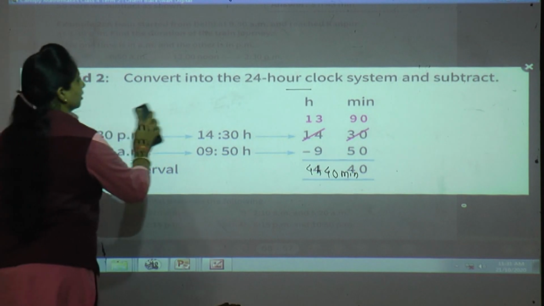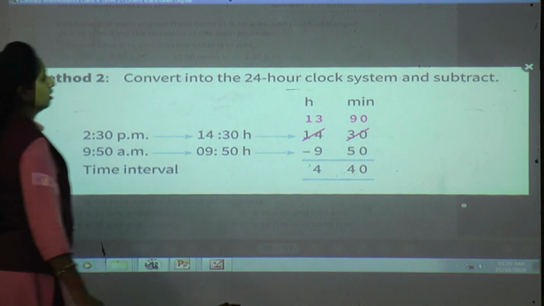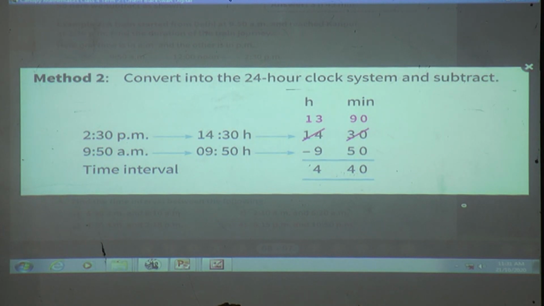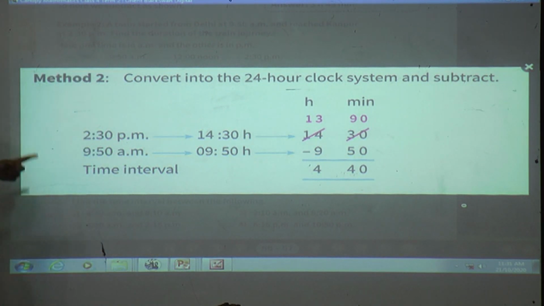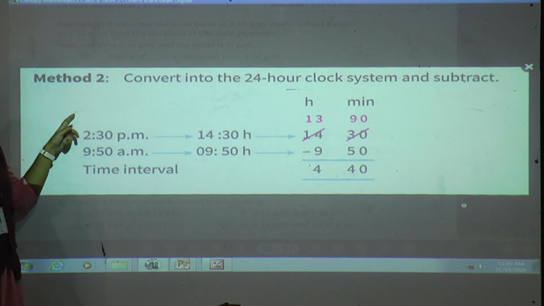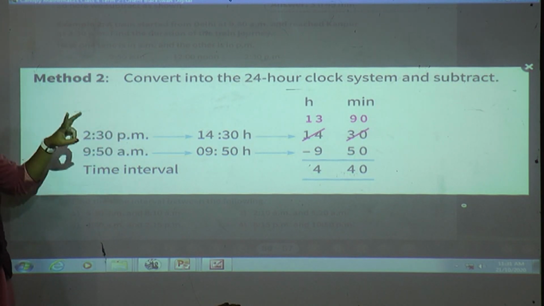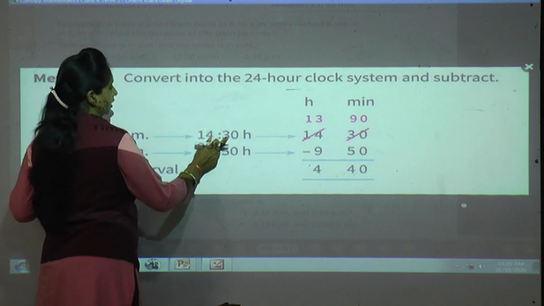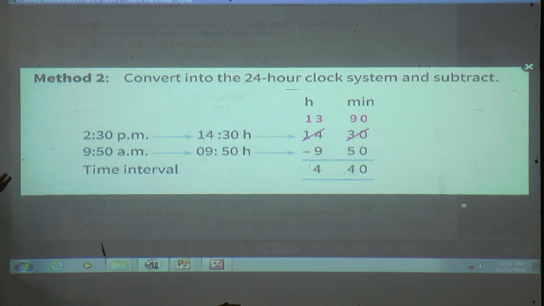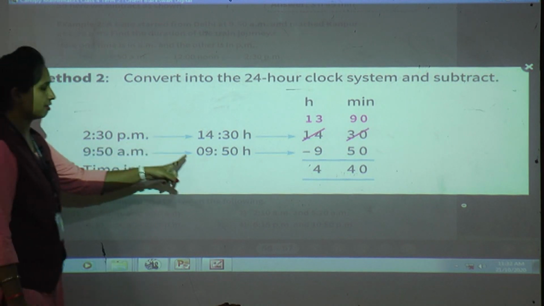Now let's see. Convert into the 24 hour clock system and subtract. You can subtract simply, as you do subtraction of time in the same way. For that, you have to convert the time into the 24 hour clock. Now 2:30 PM comes after 12 noon, so after 12 we go with 13 and 14. 2 hours, so 12 after 13 and 14, that is 14:30. And the next is 9:50 AM, so AM will remain as it is.